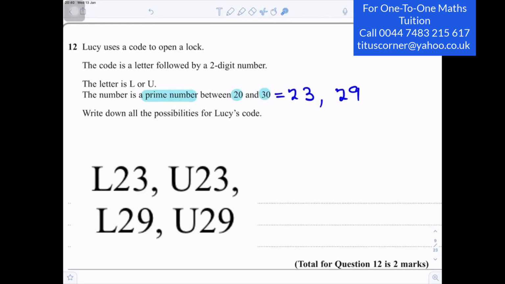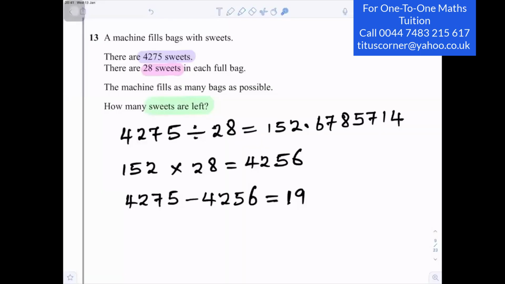So the prime numbers between 20 and 30 are 23 and 29, those two prime numbers. So you can have L23, L for the letter, 23 for the number, or you can have L for the letter, 29 for the number, or you can have U23 or U29. Those are the options.